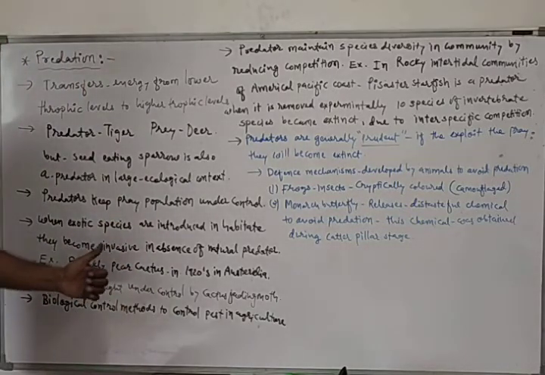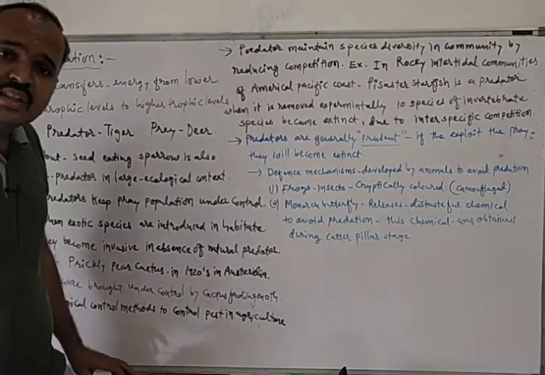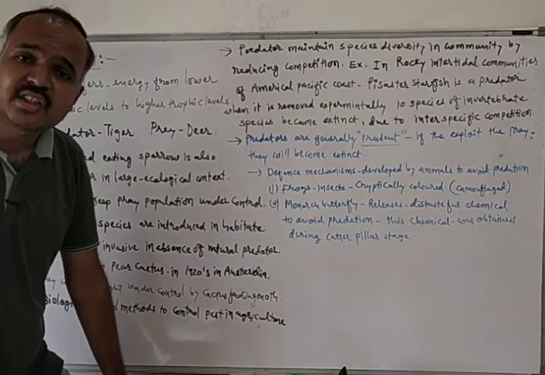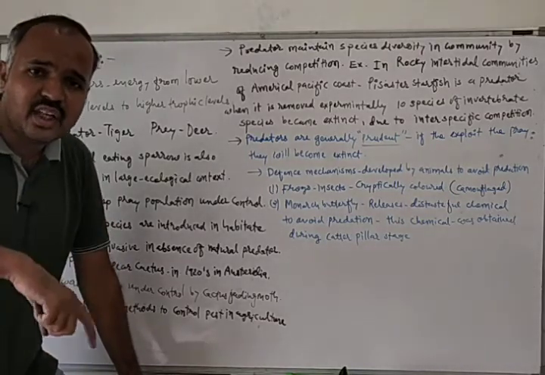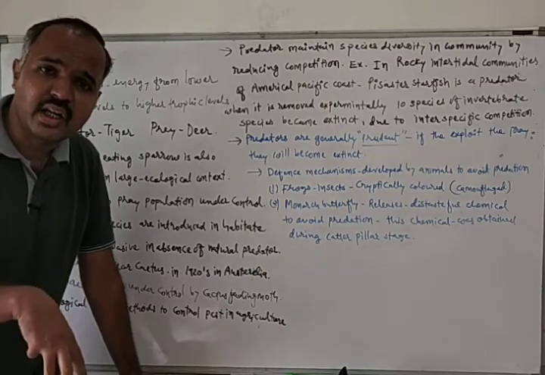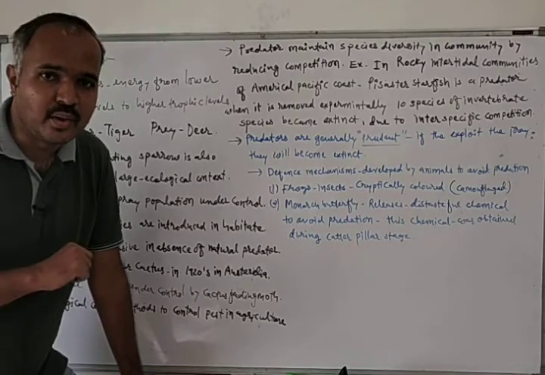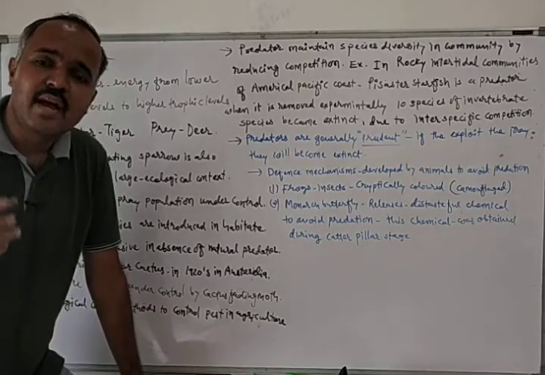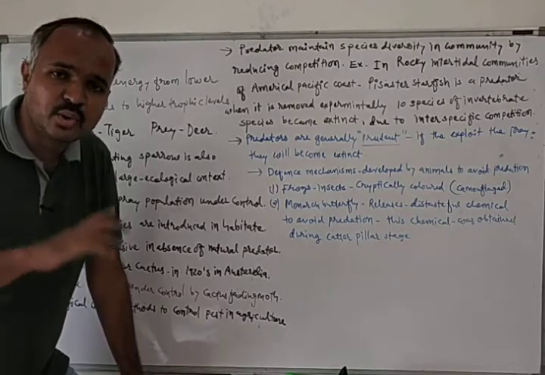When exotic species are introduced in a habitat, they may become invasive due to the absence of natural predator. When any new species is added in the habitat, say for example in Bhavnagar, we add a new plant which does not grow in Bhavnagar, that species is known as an exotic species.